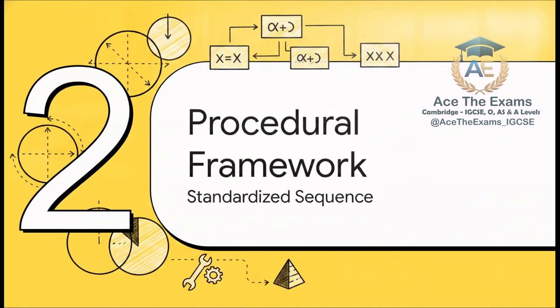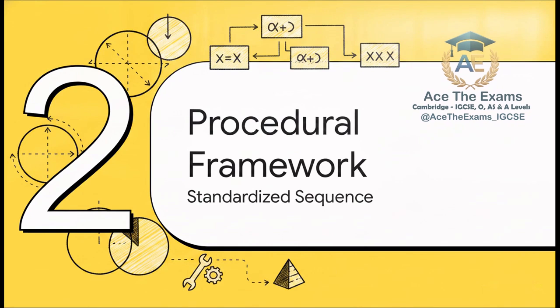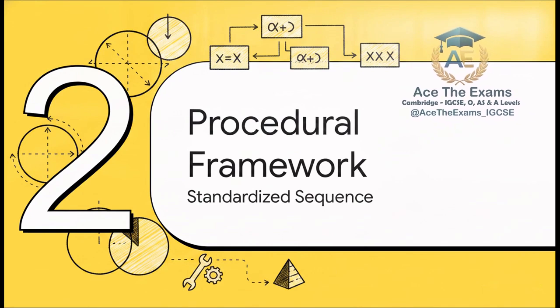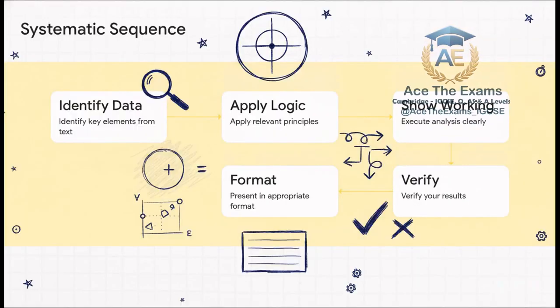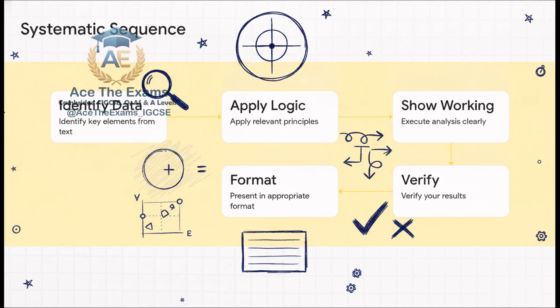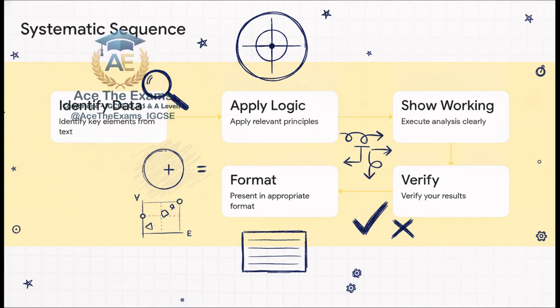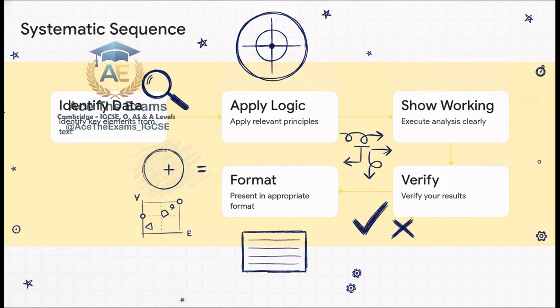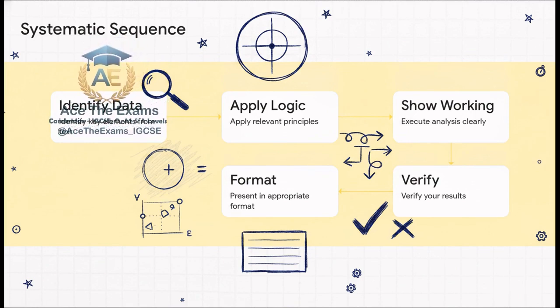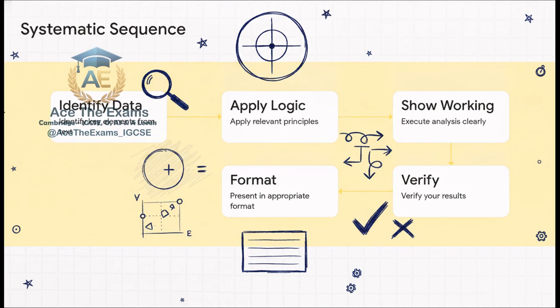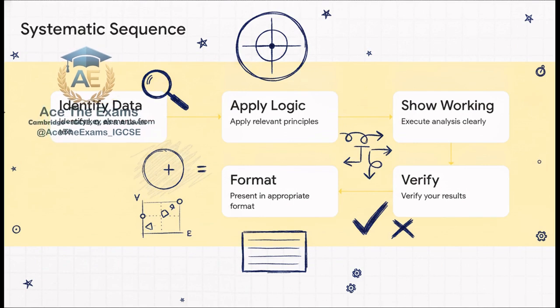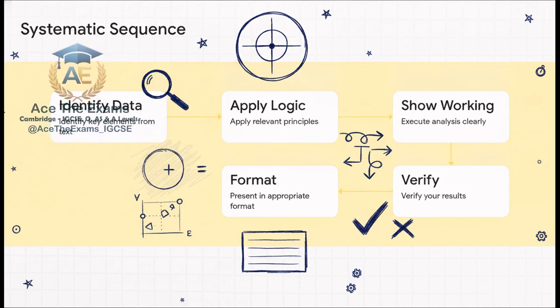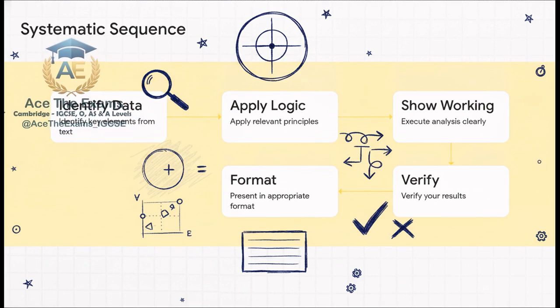Moving right along to Section 2, the procedural framework, executing the standardized sequence. So knowing the formula is step 1, right? But knowing how to systematically apply it, that's step 2. Systematic processing follows this exact 5-step standardized sequence to make sure you never, ever lose your place during a stressful exam. First, identify and extract the key data, like coordinates from a text block or a table.